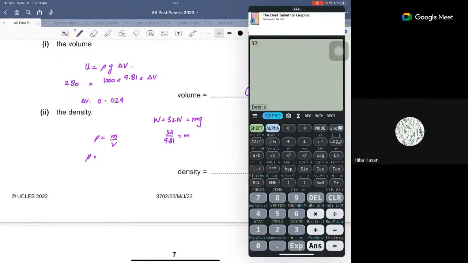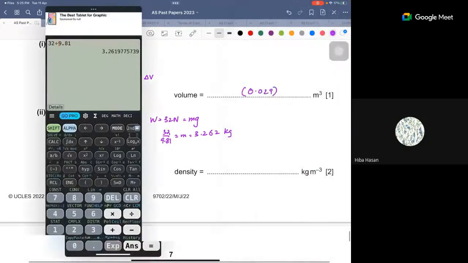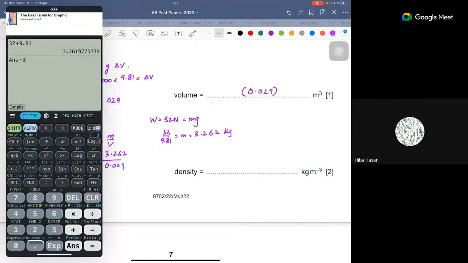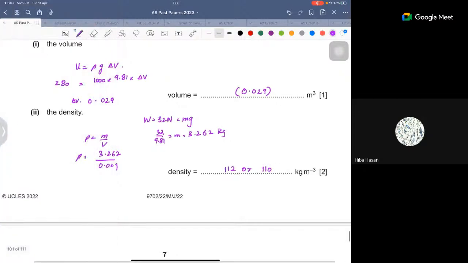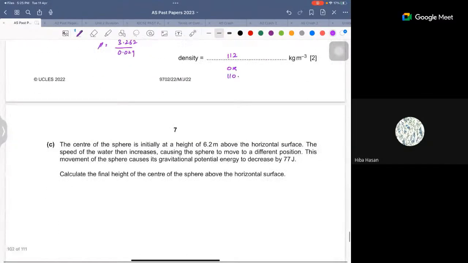I put 33. Okay, so this is going to be 3.262 kilograms. You put 3.262 divided by 0.029. That is the volume that you found out. So you can divide the answer, and I'm getting something like 112. Or you could also write 110. Do not write this in the exam, just write one value. Okay, so don't get confused. If you have any questions, do let me know.